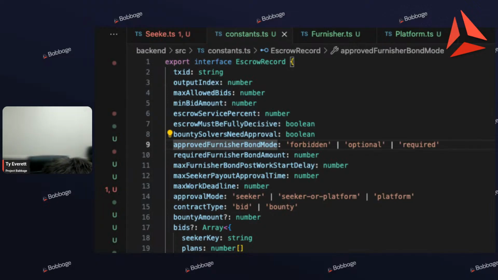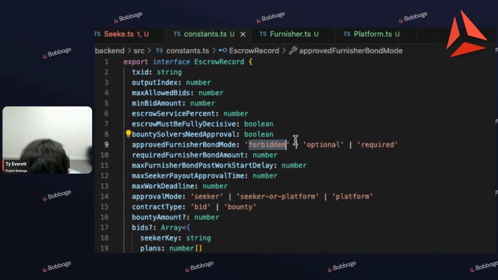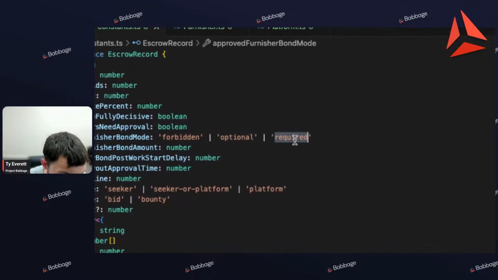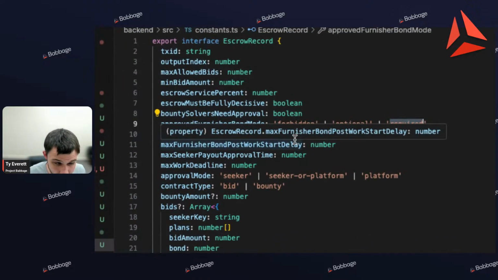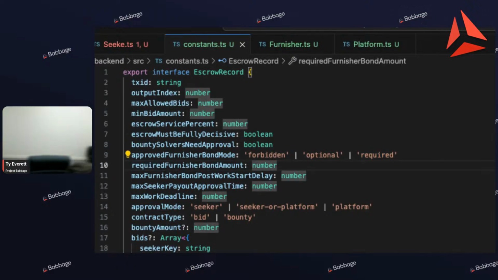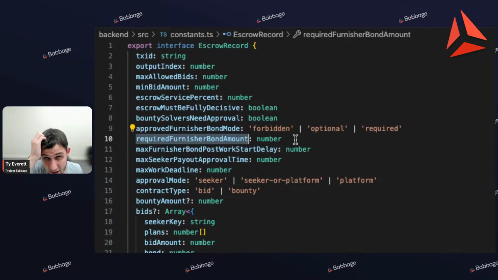This is related to the bond mode of the furnisher. In forbidden mode, a furnisher may not put a bond associated with their bid. In optional mode, they may, but they don't have to, and the bond can be of any amount. In required mode, a fixed amount of money is required as a bond with every bid that is submitted. And here is the value for the required bond to be submitted in this case.